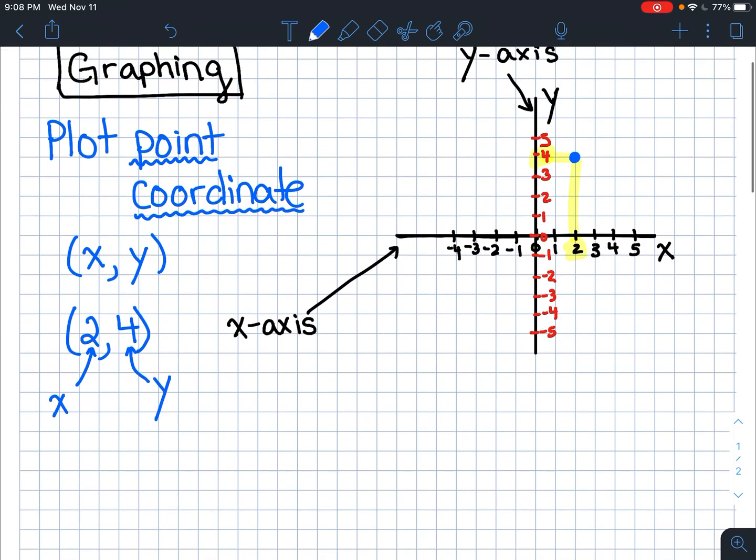I could plot the point -3, -5. So now I find the point -3 and -5, and I find out where those 2 points meet, and that's where my point goes. Let's say I wanted to plot the point 5, -2. So I go over 5 on the x-axis and then down 2 for the y-axis, and I put it right there.